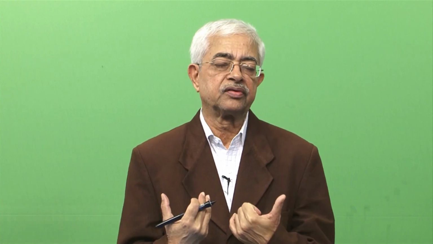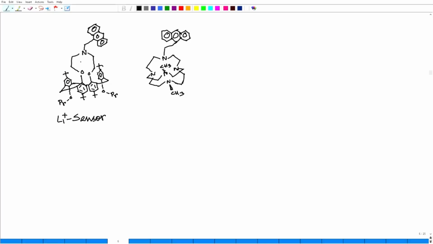Whenever I excite the fluorophore, I do not see any fluorescence, but when I put lithium in there, the nitrogen lone pair will be bound to lithium and PET will be blocked, and I see fluorescence. When PET is operational, I do not see any fluorescence.